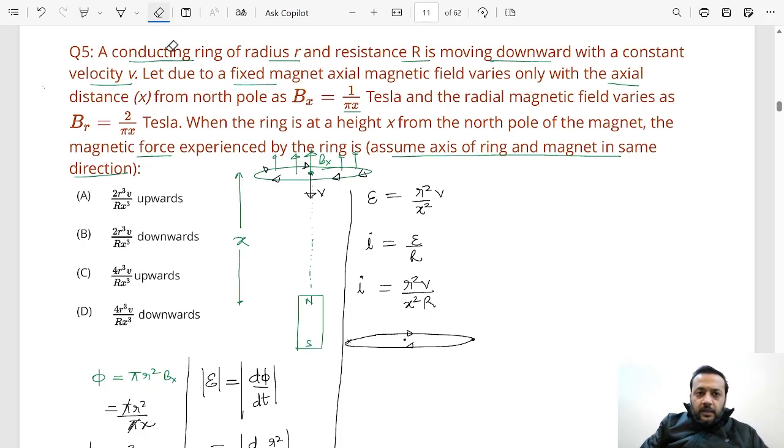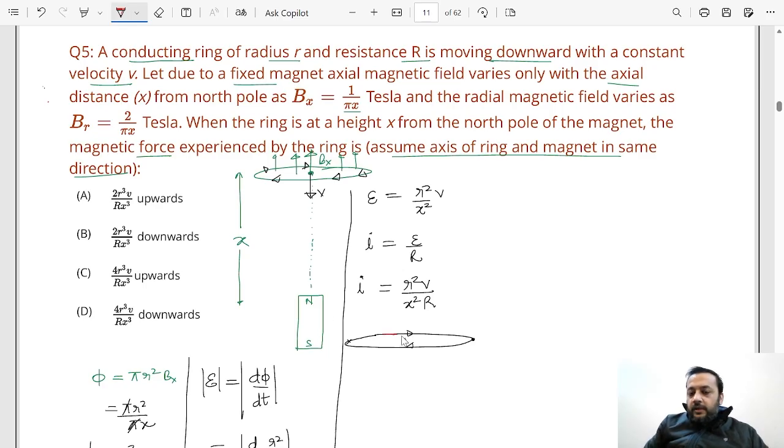Now, if you take any small element of this current carrying conductor, it is present in two components of the magnetic field. One is the Bx component. Suppose the Bx component is going in the upward direction. If I take a small element on this, dl vector, let us say, the Bx component will be going like this.